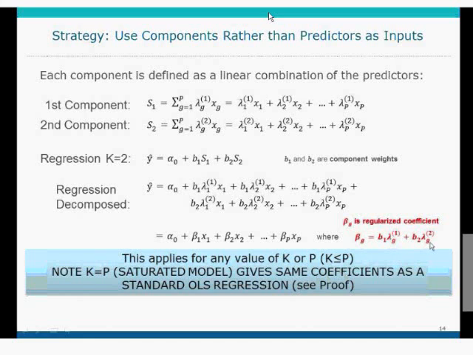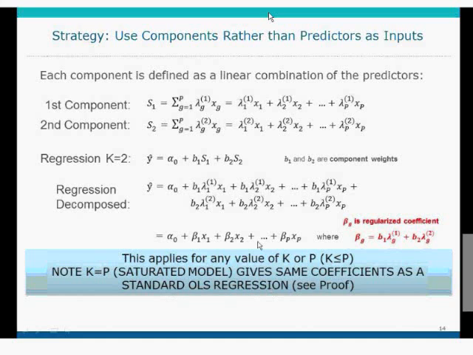Okay, so notice that we have just this simple expression here for beta G. Now, this applies for any value of K or P, where K, the number of components, is less than or equal to P. So in particular, if K is equal to P, we have what I call the saturated model, which gives the same coefficients as standard OLS regression.